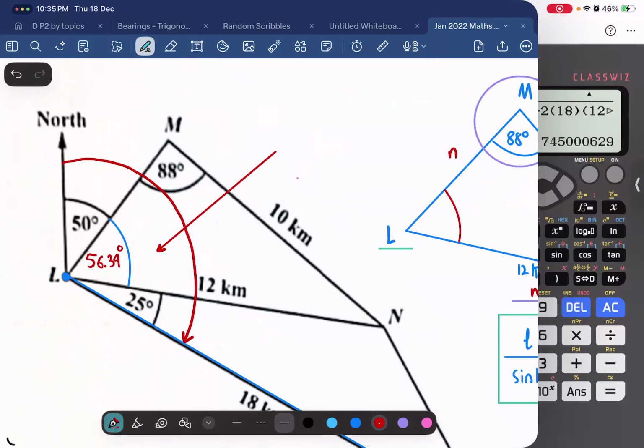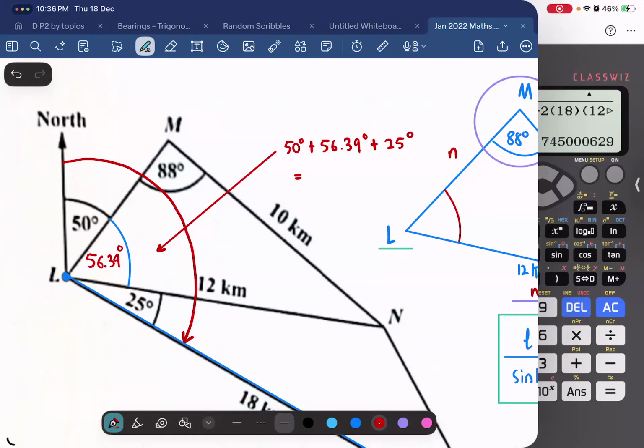Somebody tell me it's real easy. I promise you, this is really simple. Add it up, right? So 50 plus 56.39, right? Plus 25 degrees. When you work that out, that is 75. 75 plus 56, that'll be 131.39, I think.